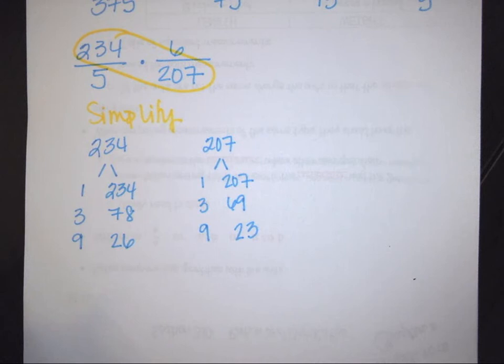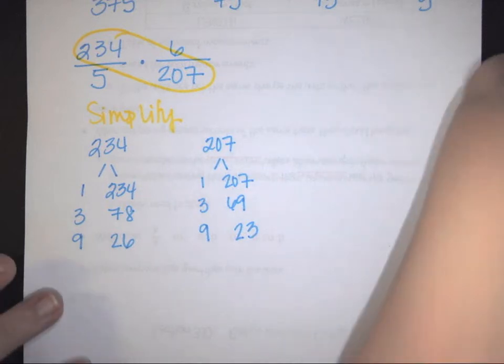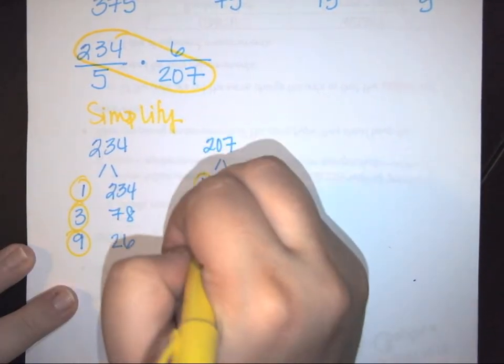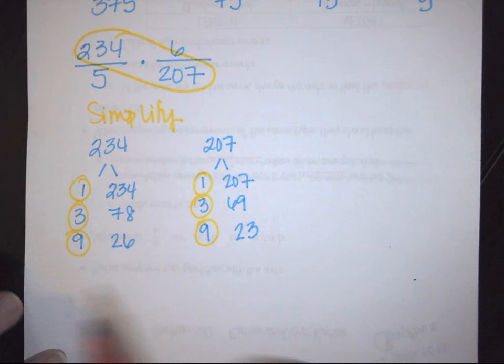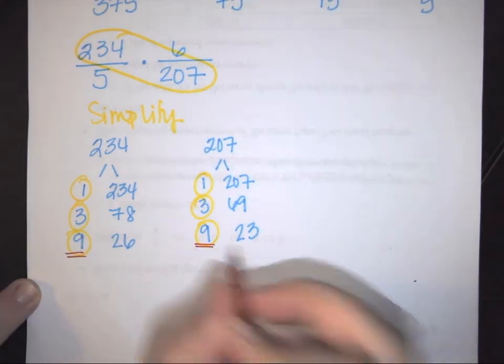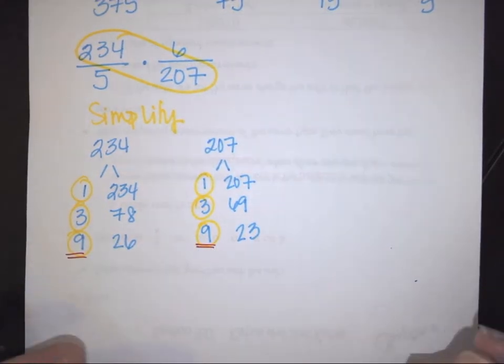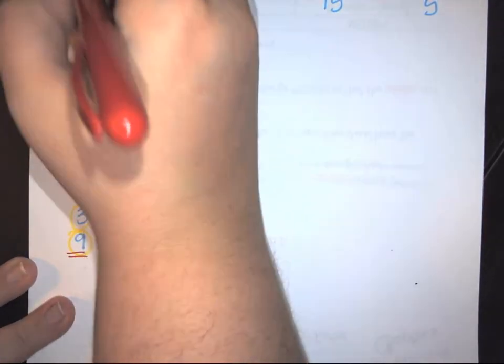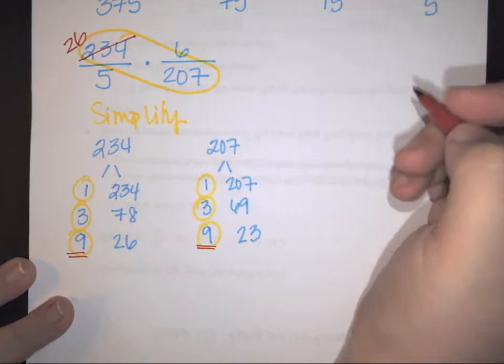So I have 234, pull out a 23, and that gives me a decimal. 234, pull out a 69, also gives me a decimal. So again, fairly simple. I've got 1, 3, 9, and 1, 3, 9. If you look, my 9s are my greatest. And so here, when I pull a 9 out of 234, I am left with 26 on top.